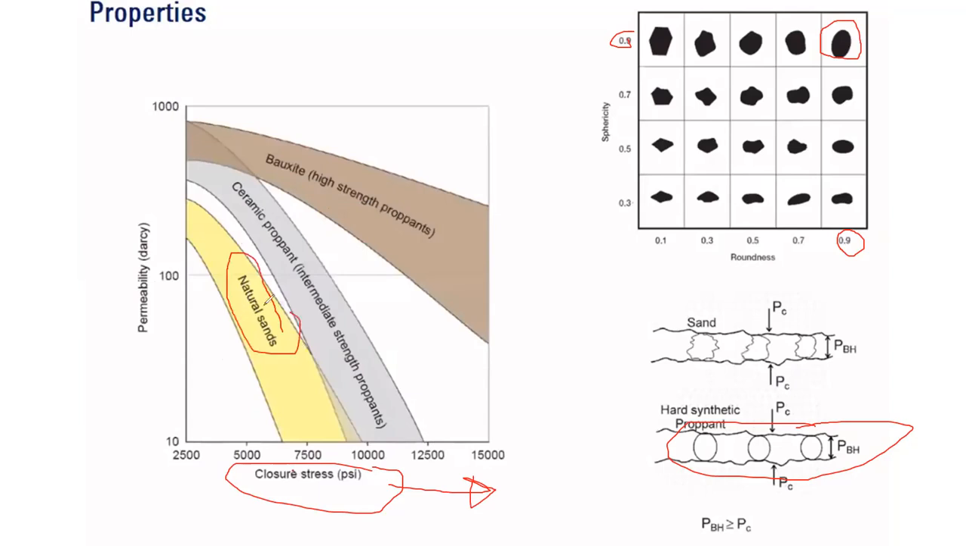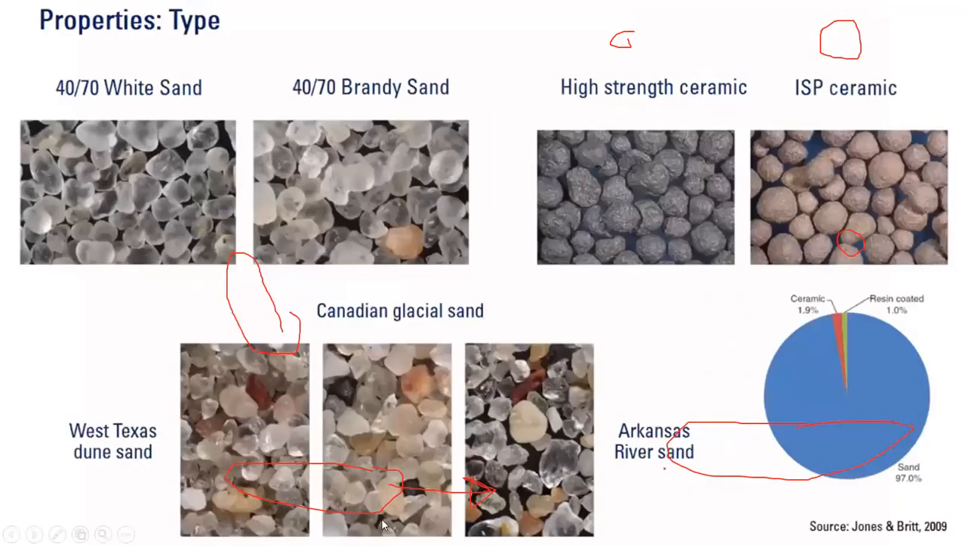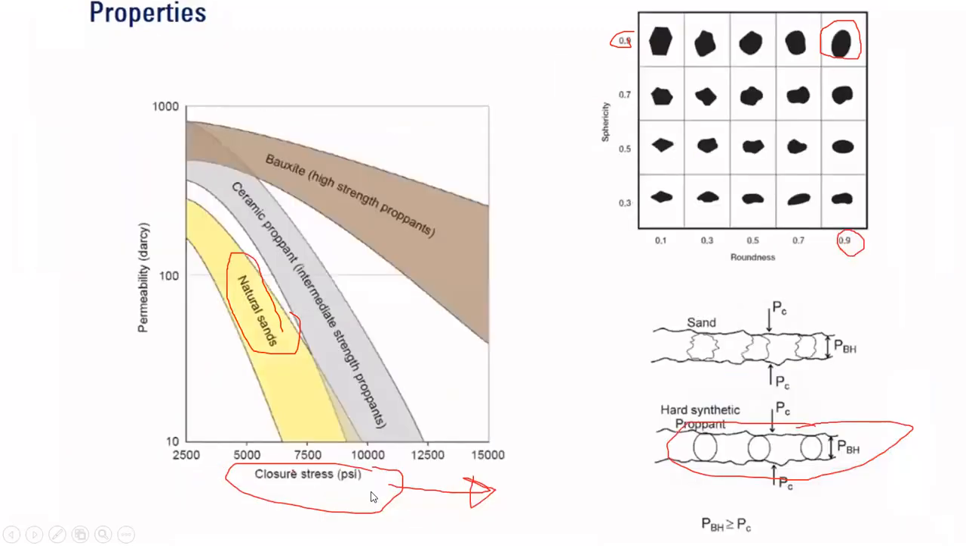I mentioned the types of proppant that may be used. All of these ones are natural sands, and this one is synthetic. The synthetic are tougher than the natural sand.